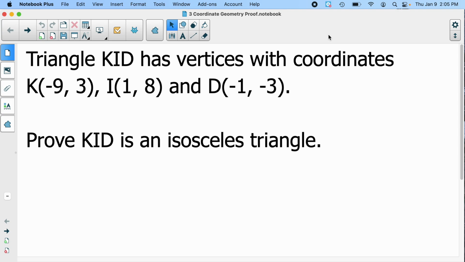Type of a coordinate proof. Same one as we've done before, where we've got triangle KID. It's got vertices with these coordinates. We're going to prove it's an isosceles triangle. Now would be a great time to pause this video and actually complete this proof. Don't worry, I'll wait for you.